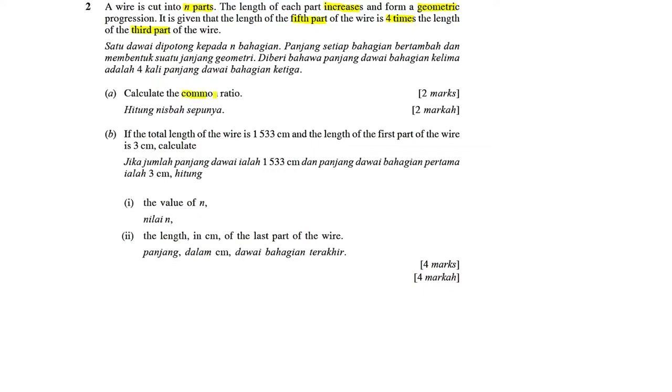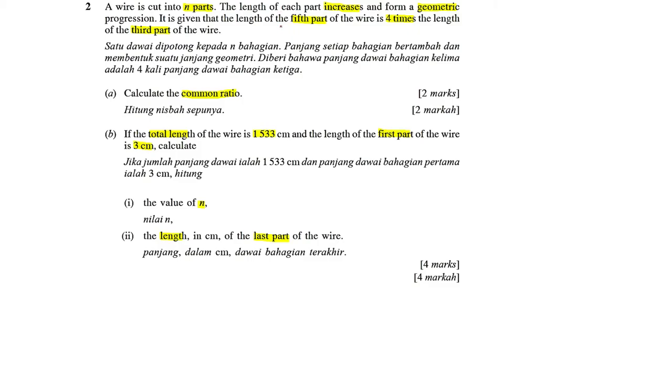(a) Calculate the common ratio. (b) Given the total length of the wire is 1533 cm and the length of the first part of the wire is 3 cm, calculate the value of n, which is the number of parts here, and the length in cm of the last part of the wire.